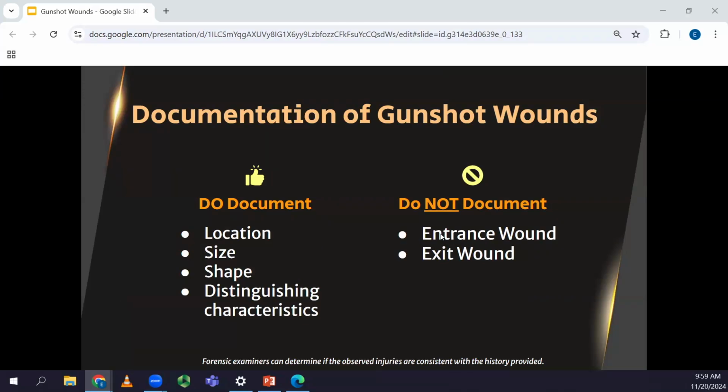But what you do not want to document ever is entrance wound versus exit wound. Because you do not want to be called into court where the story doesn't match up, and you're on the stand and they're asking, doc, how did you determine entrance versus exit? And you don't want to say, oh, one was smaller or larger than the other. So you never want to document that.